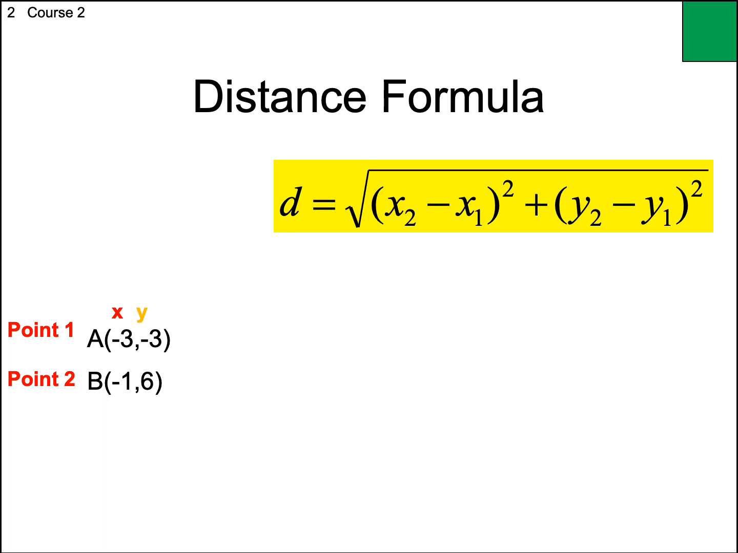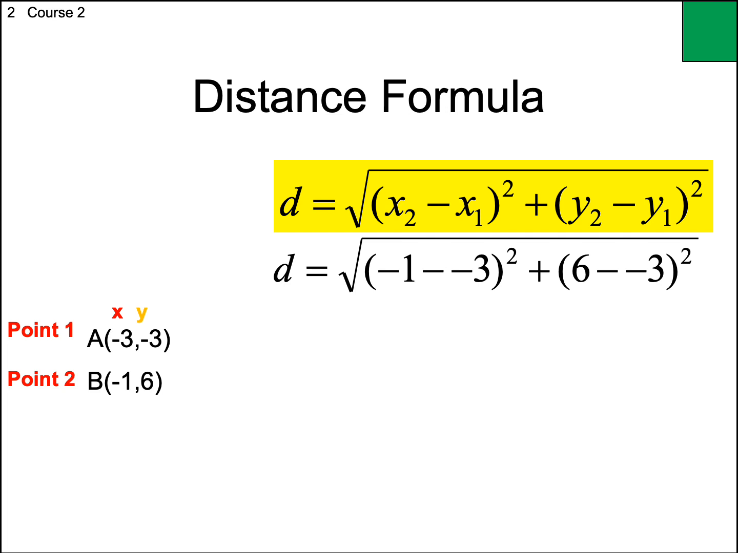All right, so I put a bunch of negatives in there just to make sure that you got the negatives down. So let's see. If you go by my labeling, it would be -1 minus -3 and 6 minus -3. Okay? Two negatives make a positive. So that would be -1 plus 3, which would be 2. 6 plus 3, which would be 9.